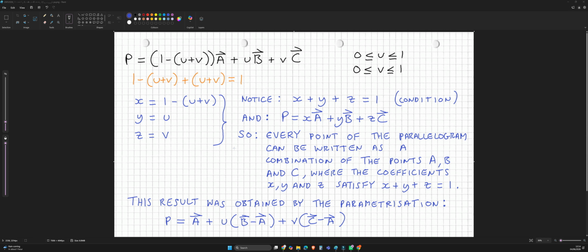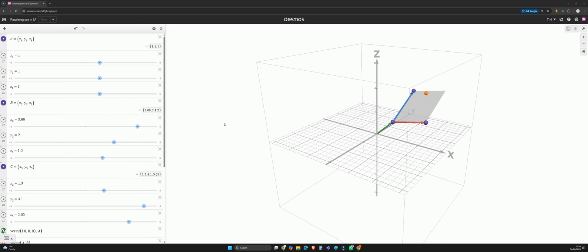One final point before we generate the graph. For x, y, and z, these conditions for u and v must still apply. That's very important. So this is what the graph looks like on Desmos. We have the point A, which is x1, y1, z1. That's located over here. We have the point B, which is x2, y2, z2. That's located over here. And we have the point C, which is x3, y3, z3. And that's located over here.